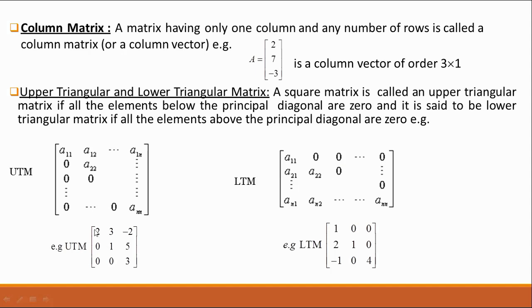For example, in this matrix, 2, 1, 3 lie on the principal diagonal, and all the elements below this principal diagonal are 0. So this is an upper triangular matrix. Similarly, in this matrix, 1, 1, 4 lie on the principal diagonal, and all the elements above this principal diagonal are 0. So this matrix is a lower triangular matrix.